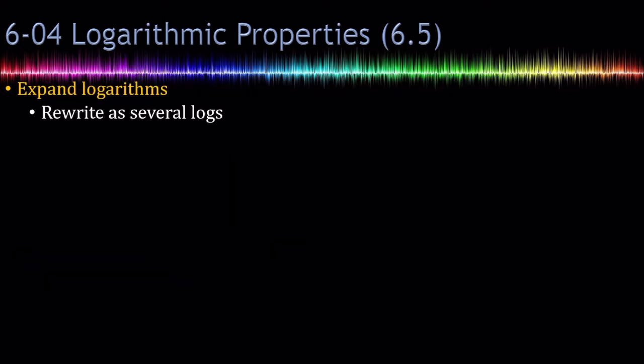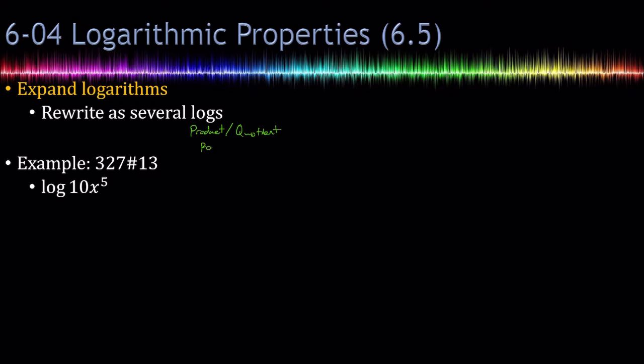So we can use these properties to expand and condense logarithms. So we'll start with expanding, which means you're going to take a single logarithm and we're going to rewrite it as several logarithms. For example, we'll try page 327, number 13. All right, looking at this, in general, when we expand, we're going to do the product and the quotient properties first, and then we'll do the power property.